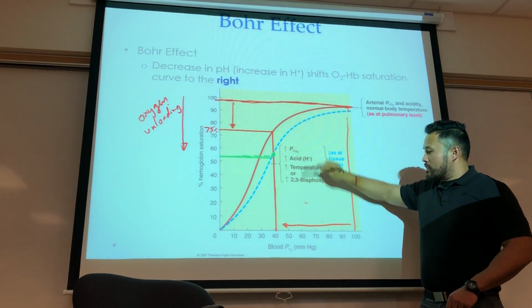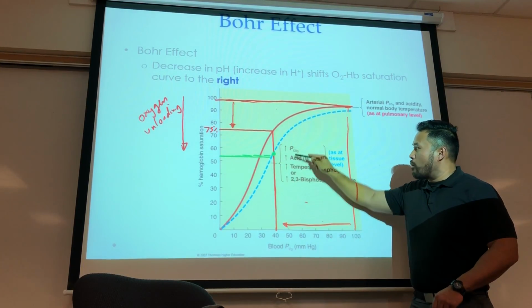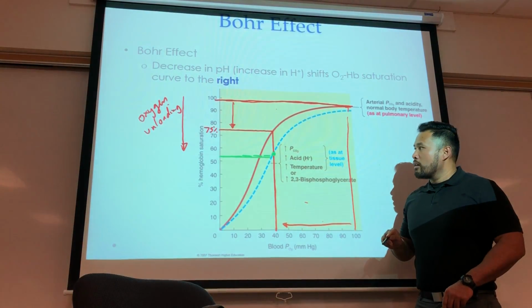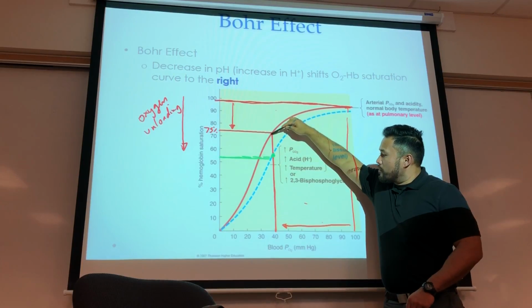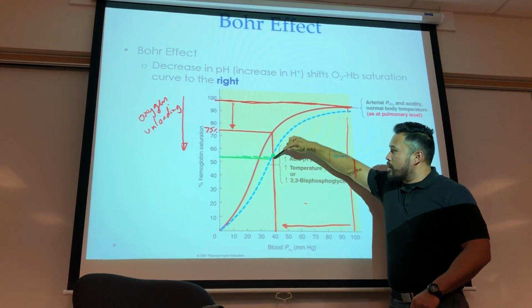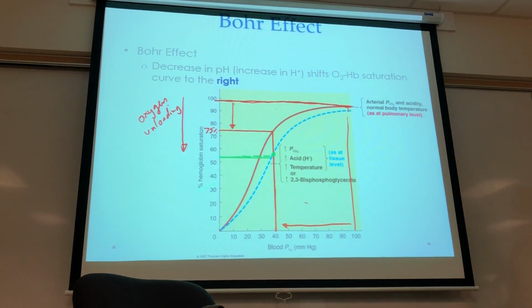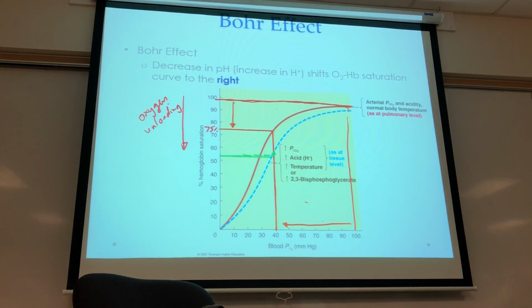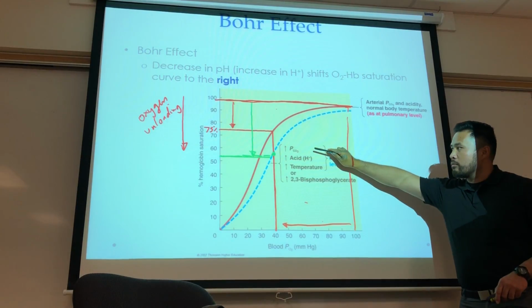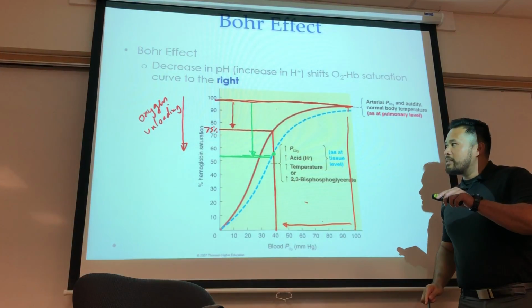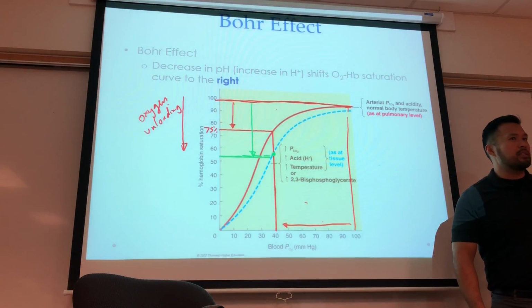Now, we start to move towards the tissues, where we get increased CO2, increased acid, increased temperature, and some BPG in there. This decrease that we see at the same PO2 of 40 brings us down to a hemoglobin saturation of about 55. Close to, let's even just say 50. So to sum up what I'm trying to say, in the presence of CO2, our hemoglobin molecule is now dumping out 2 oxygen molecules instead of 1.